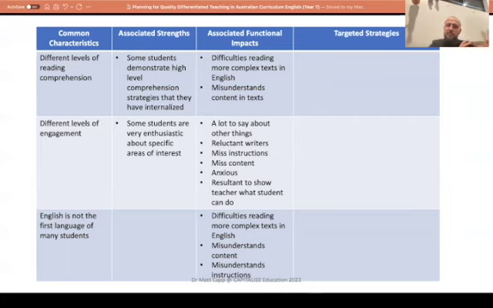And for those kids for whom English is not their first language, some have difficulties reading more complex texts in English, some misunderstand content and misunderstand instructions.